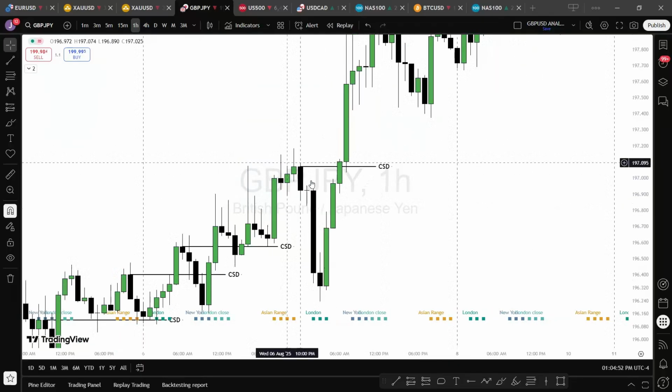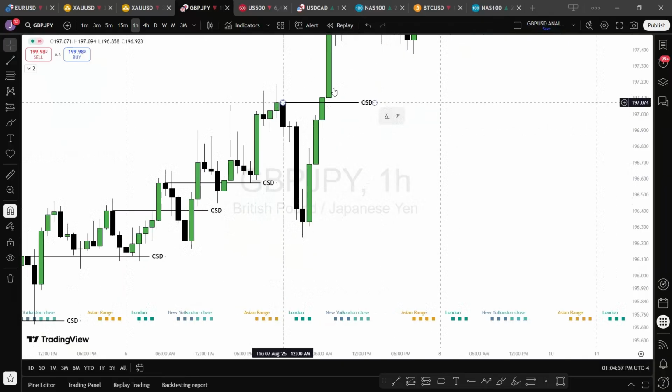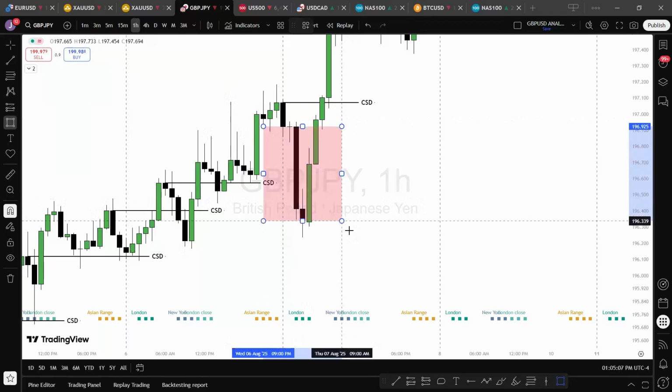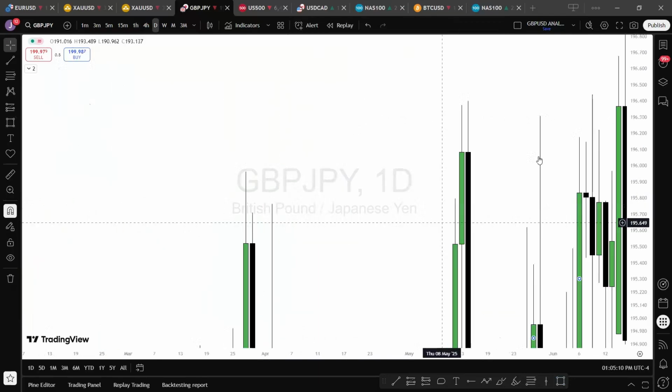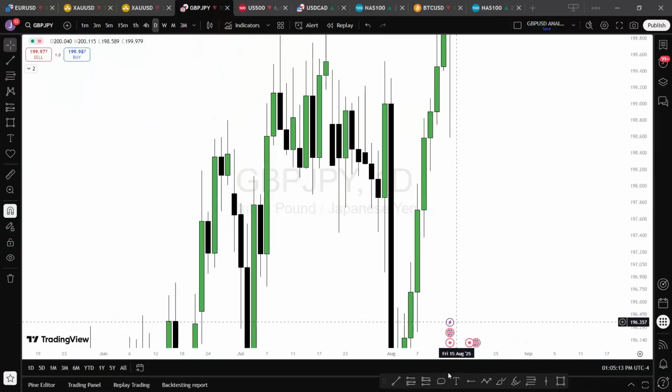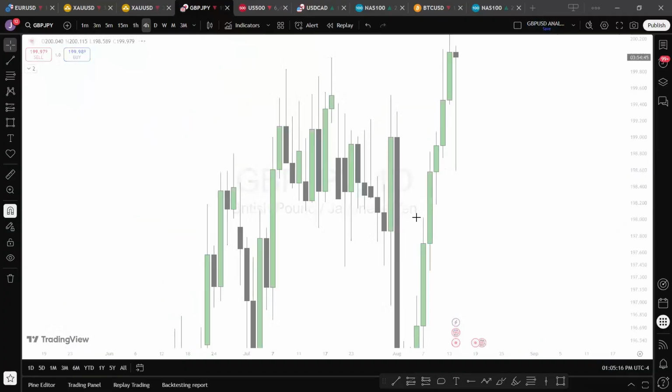But look at this here. It formed a V shape. Now, when we see a change in state of delivery, usually it forms a V shape. In a higher time frame, it will form a W. So let's see if we can see this at the daily time frame or 4-hour time frame. Let's see, form a W. Don't know. Okay, let's go to the 4-hour time frame.